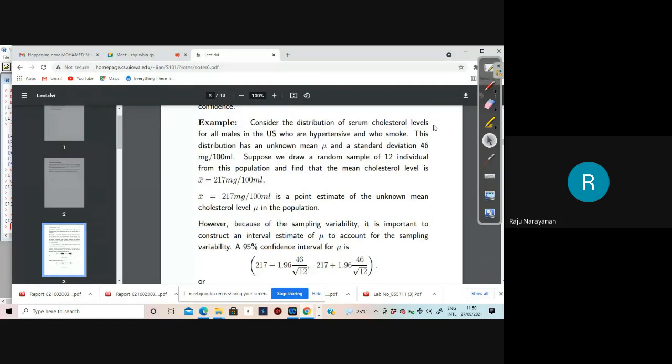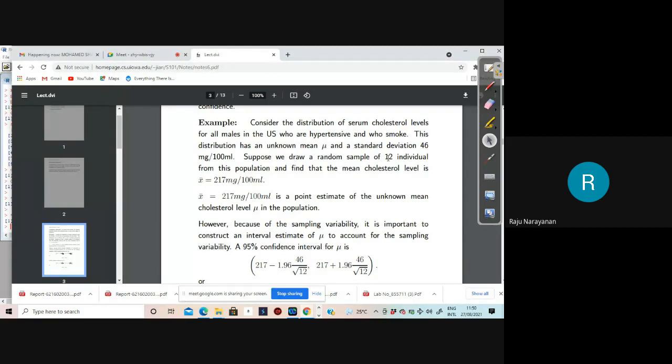Consider the distribution of serum cholesterol levels for all males in the US who are hypertensive and who smoke. The distribution has an unknown mean mu and standard deviation 40. This is what I am not convinced about. The mean is not known, but the standard deviation is known. That was a confusing thing for me for a long time. Then after a long time I realized that this can be estimated using some pilot study.